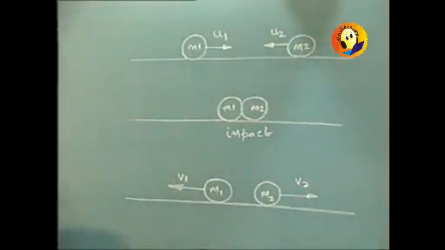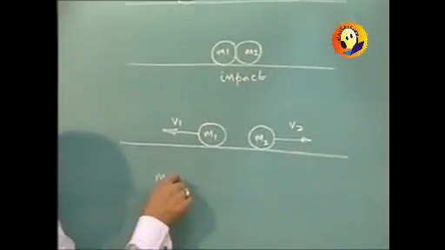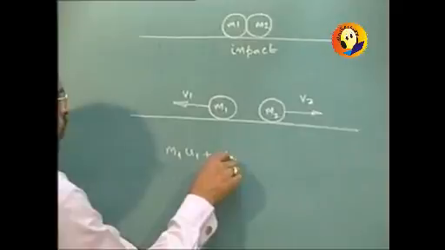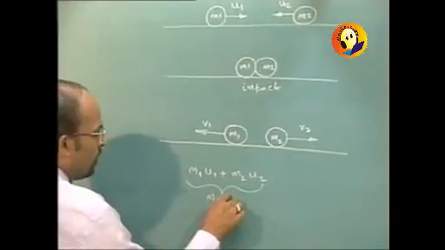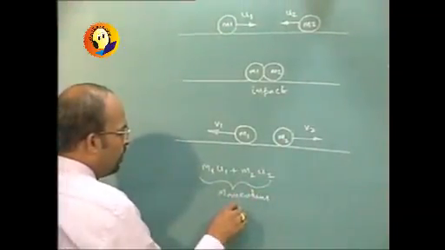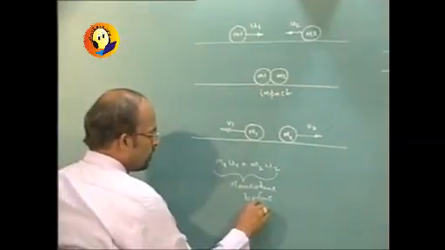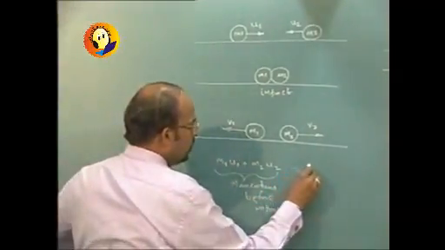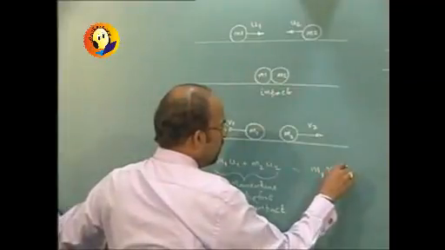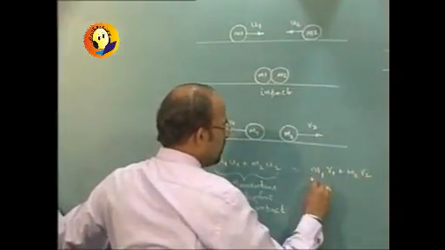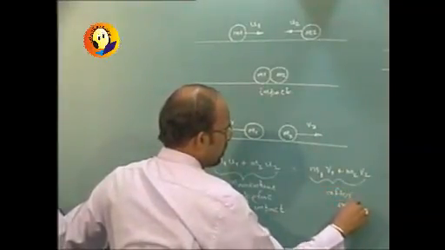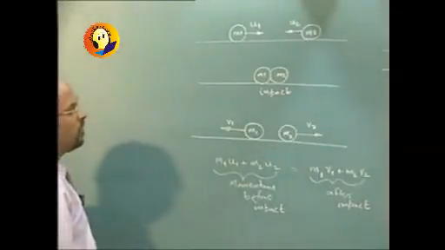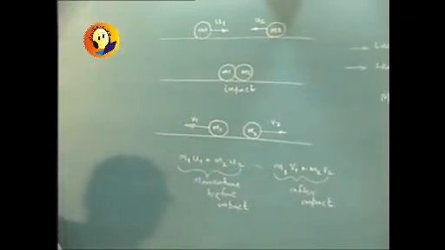Now when we apply law of conservation of momentum to this, we can simply say that m1 u1 plus m2 u2, now this is going to be the momentum before impact, equal to m1 v1 plus m2 v2, that is after impact. So this is what we mean by law of conservation of momentum.